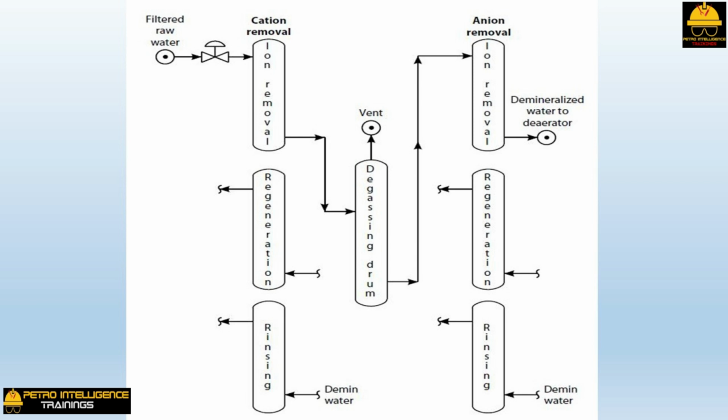The arrangement in picture shows the operation of these resin beds in pairs. Basically, this means that 6 vessels are in service at a given time, but each pair is at a different stage in the cycle. 2 absorbing ions, anions and cations. 2 in regeneration mode. 2 in rinsing mode.